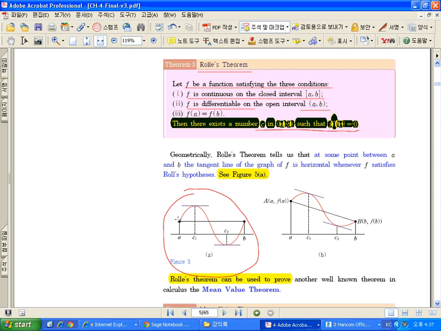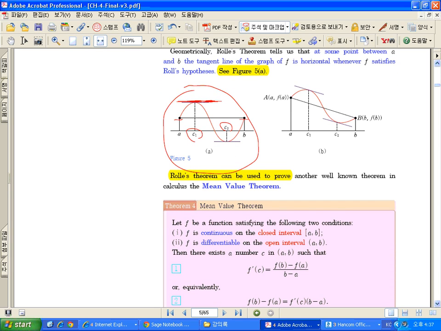If it's a continuous function on the closed interval, differentiable on the open interval (a, b), and f of a and f of b are the same, then it's moving up and down. So we should have a certain point with a horizontal tangent line, which means f prime of the function at that point is 0. You can have one or many such points. This is what Rolle's theorem says. You should remember the three conditions must be satisfied to use Rolle's theorem.